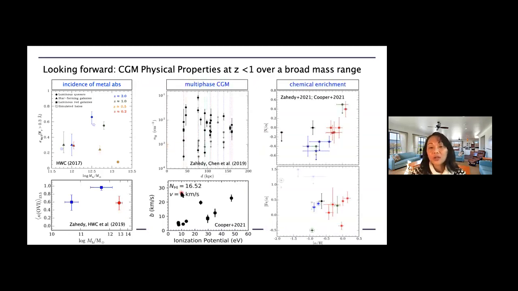Going forward, someone was joking about how we are moving into the next generation of CGM analysis with abundant, really high quality data available. We are really at the cusp of getting a lot of results out. And I'm sure we're going to hear more about it from talks next week. Thank you.